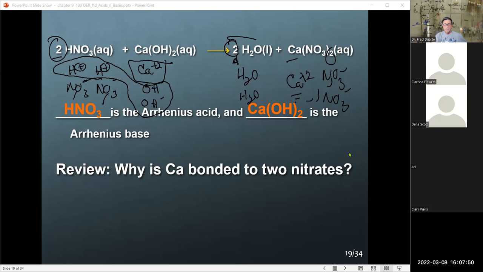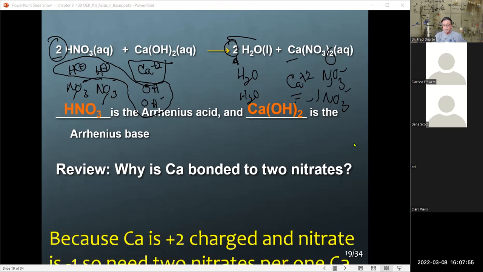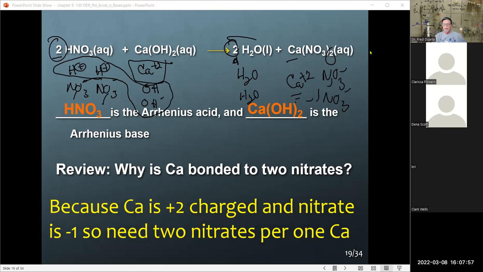And we know why calcium is bonded to 2 nitrates, because calcium has a +2 charge, and the nitrates each have a -1 charge right here. That's why there's a parenthesis around the nitrate in calcium nitrate.